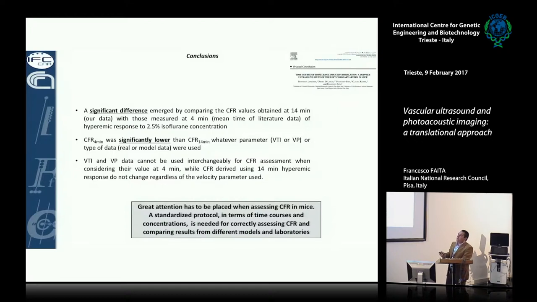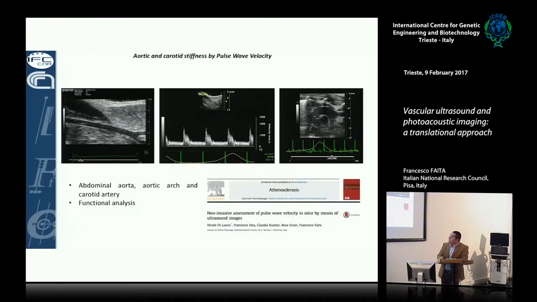Moreover, there is also another important difference. If you look at the 4 minute values, there is also a difference in the response if you use the velocity time integral or the peak velocity. This difference disappeared when you evaluate the maximal response at 40 minutes. So, conclusion, great attention has to be placed when assessing CFR in mice, and we need a standardized protocol in terms of time course of the changing concentration in order to have a true maximal response of the animal to the change in anesthetic concentration, and so in order to compare results between experimental models and laboratories.